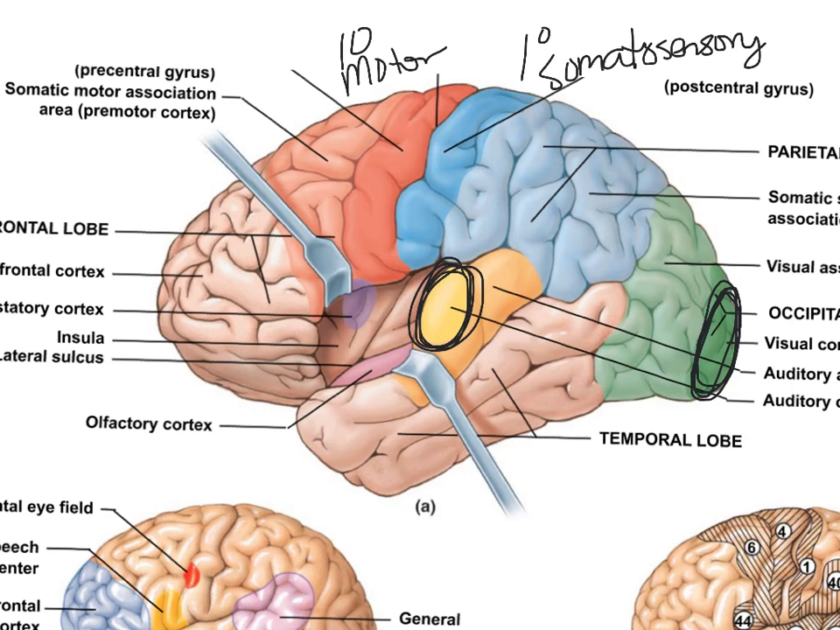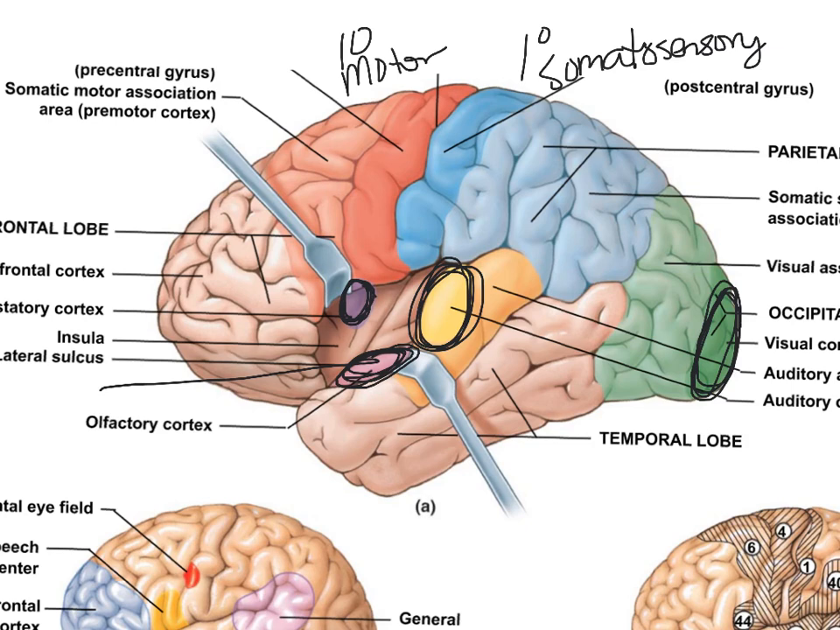We also have an area right here in the temporal lobe called the olfactory cortex. So everything you're smelling goes back through the olfactory nerve directly to that olfactory cortex. It does not stop in the thalamus. That's the only one that doesn't stop in the thalamus. Okay. Then we have the gustatory cortex, which is in the frontal lobe. Anything that you're tasting first goes back to the thalamus, and then it's going to go up to that gustatory cortex.